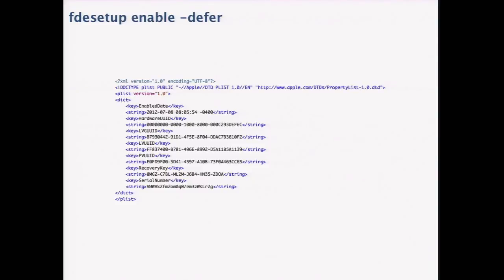Because of that, the defer option requires a file location where the recovery information will be written to as a plist file. The plist file will be created as a root-only readable file, and it will contain information similar to what's shown on the screen. For security reasons, I would recommend that this plist not stay on the encrypted system. It should be copied to a safe location and then securely deleted from your system.